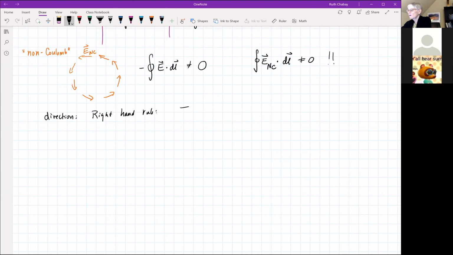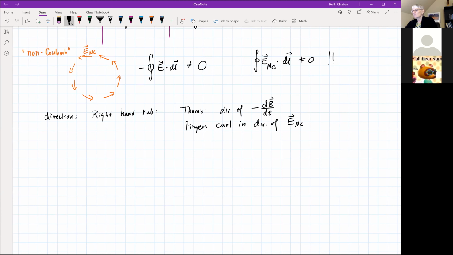Where if we point our thumb in the direction of minus dB/dt, so opposite to the rate of change of B, then our fingers curl in the direction of this non-Coulomb electric field. Now, we say it's a non-Coulomb field because it's not made by stationary charges. But in fact, it does exactly the same thing as any other electric field does. It affects charges, it exerts these usual kind of forces.